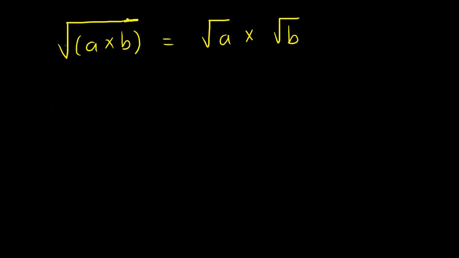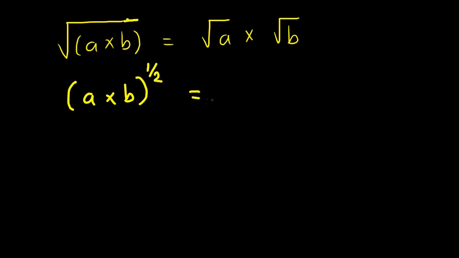So this first law is when you are multiplying a times b. Under the square root, it is the same as root a times root b. This can be better understood as a times b evaluated as to the power half.